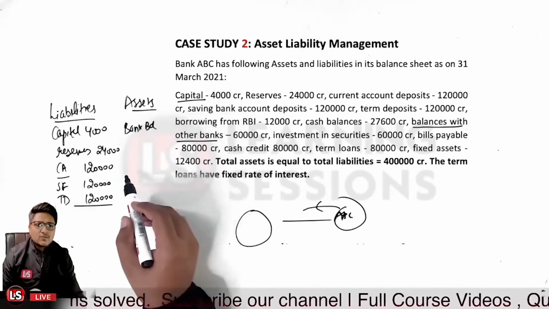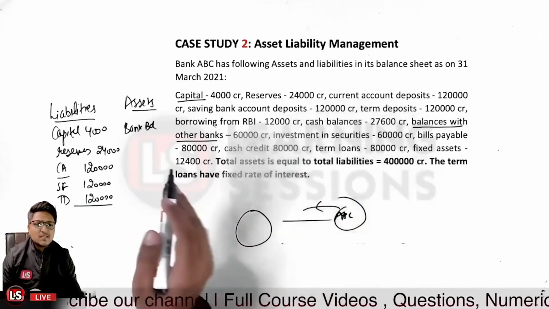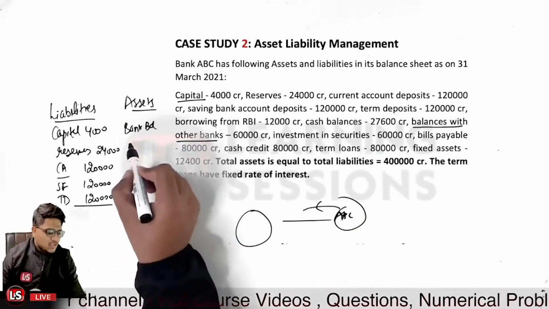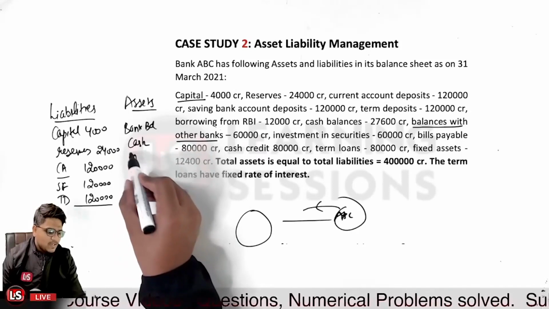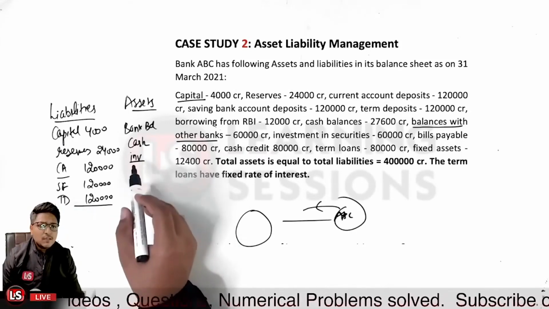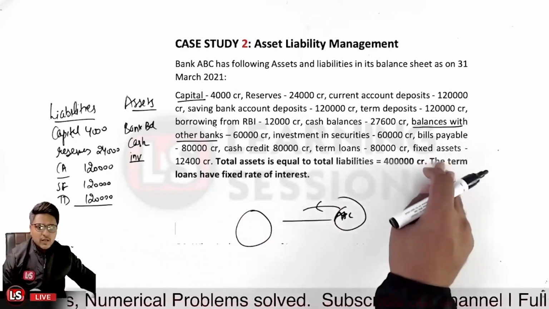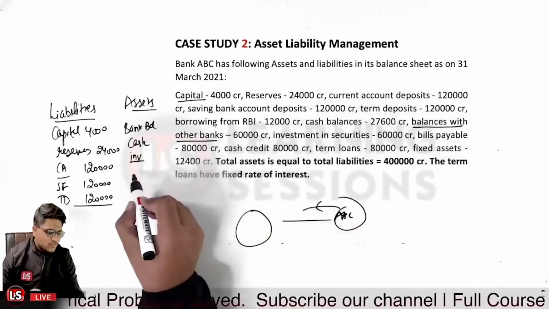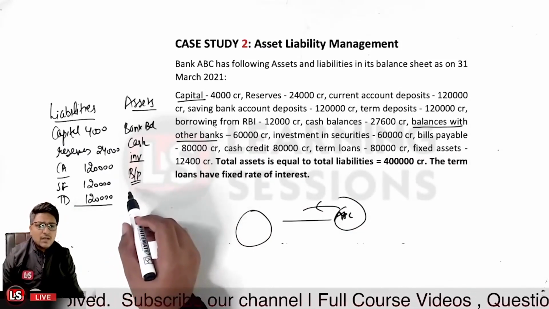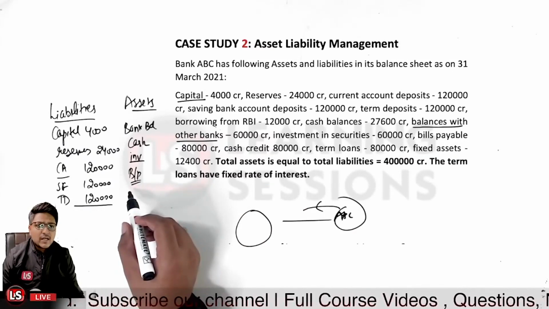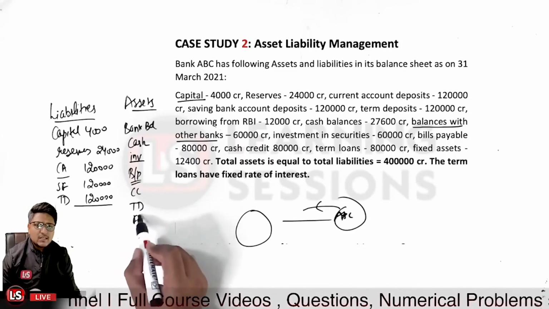And the other components are related to investments in securities and the cash balances. Cash balances are also your asset. Cash is also your asset. And other than that, if you are having many investments, those are also your assets. Then further, bills payable. Bills payable basically are those bills which have been discounted already, so those will be related to your assets. And further the cash credit component, that is the CC part of it, is also an asset. And further the term loans, and then the fixed assets.